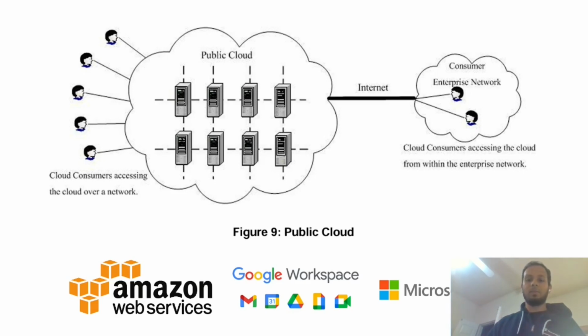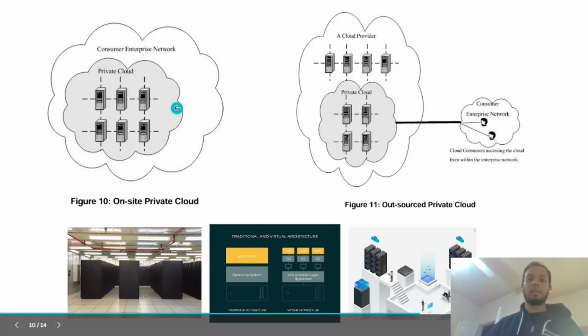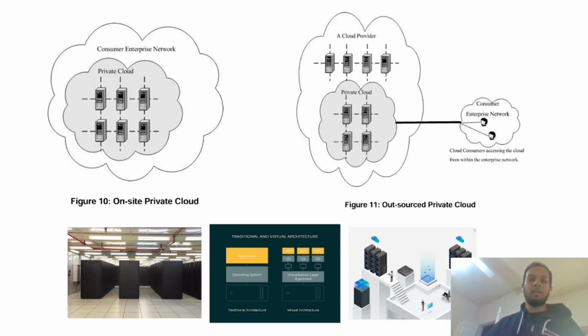Some examples are Amazon, Google Workspace, and Microsoft 365. When it's private, the cloud infrastructure is enclosed within the premises of an organization. So only the people within the organization can access those services and resources. And it's actually managed by the IT team of the organization, or maybe a third-party team.